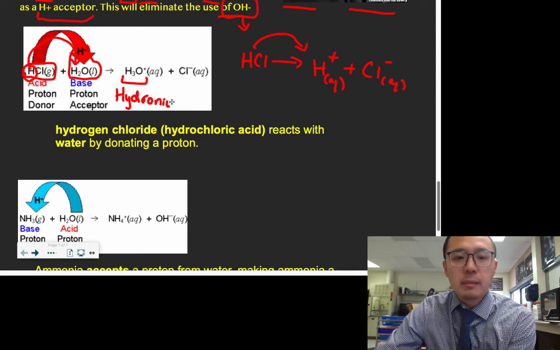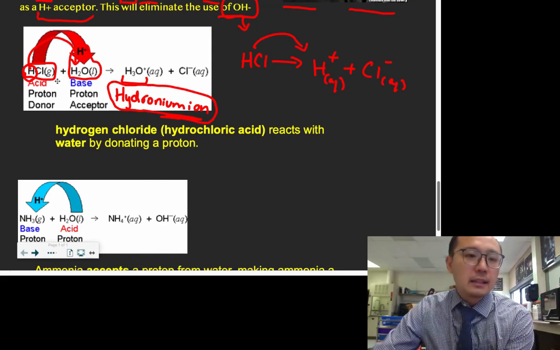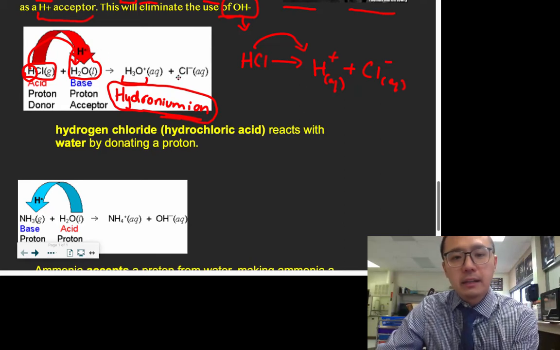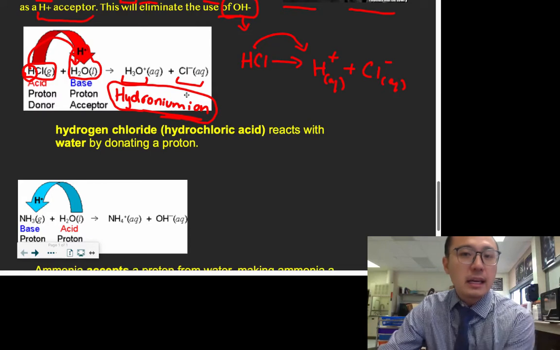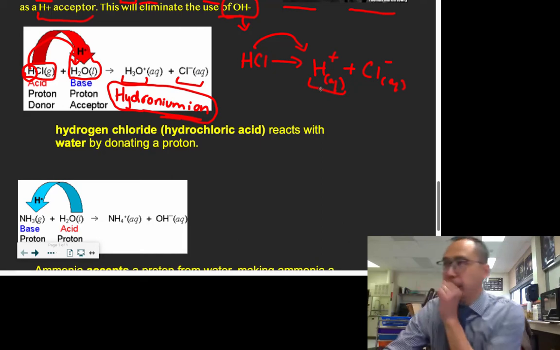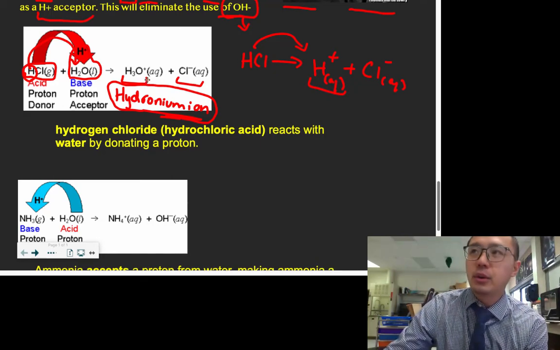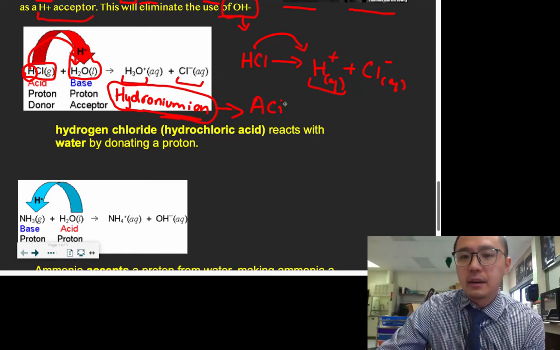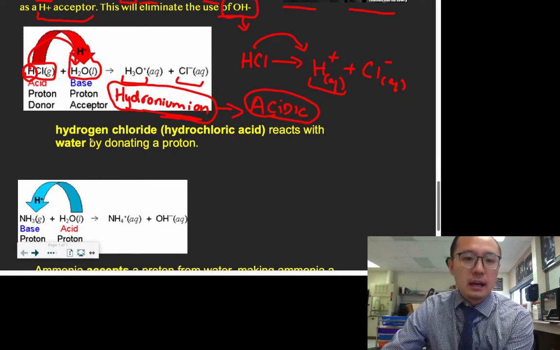This is your hydronium ion. Take note of this name because you're going to see this again. This is your H3O plus. And since your HCl has lost or donated its H plus, now it's Cl minus. So why is this an acidic solution? Because we don't see this positive H; instead this is your hydronium. This makes your solution acidic. This is the reason why it makes your solution acidic. So hydrochloric acid reacts with water by donating protons.